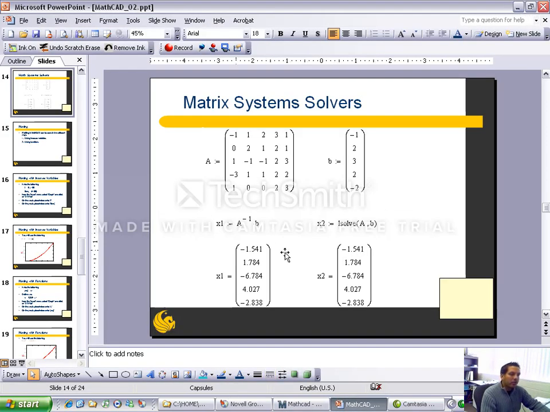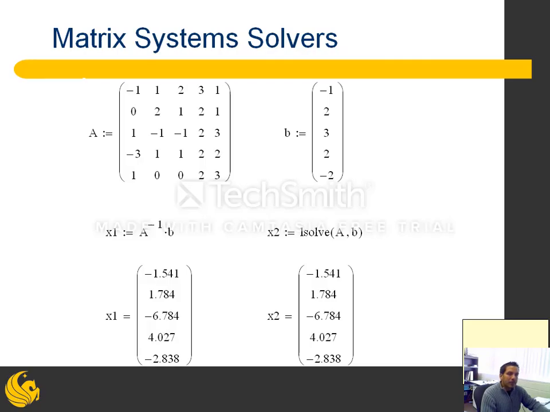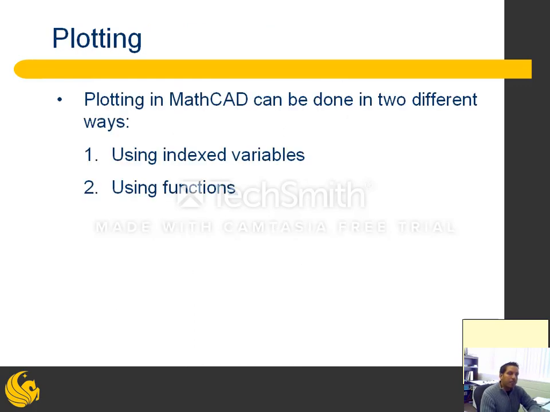And this is what we found. In the solution of the system of equations, we found identical solutions. We didn't notice a difference in speed because obviously the system of equations is very small. Now let's move directly into plotting.